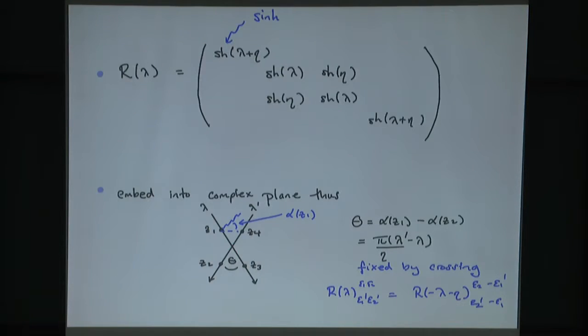Okay, so now, if I write down the R matrix associated with two of these representations, I get the six vertex R matrix that is just this. And I use the notation SH as an abbreviation for sinh throughout this. And now I want to think about embedding this into the complex plane.